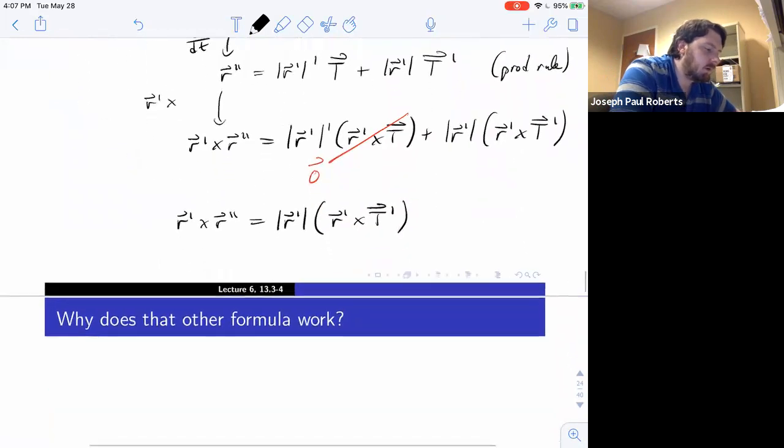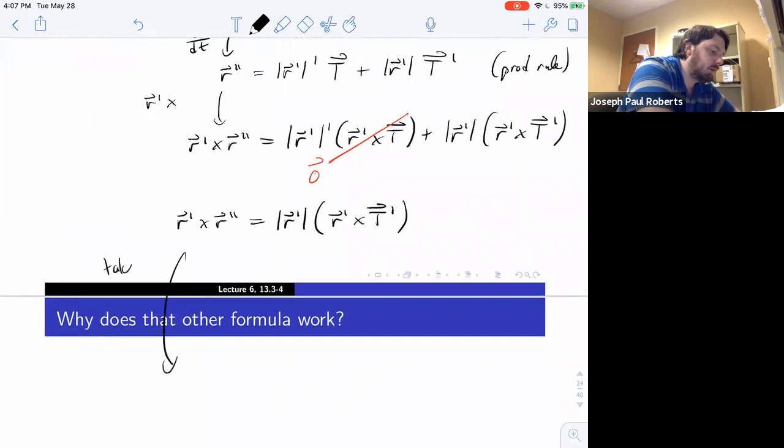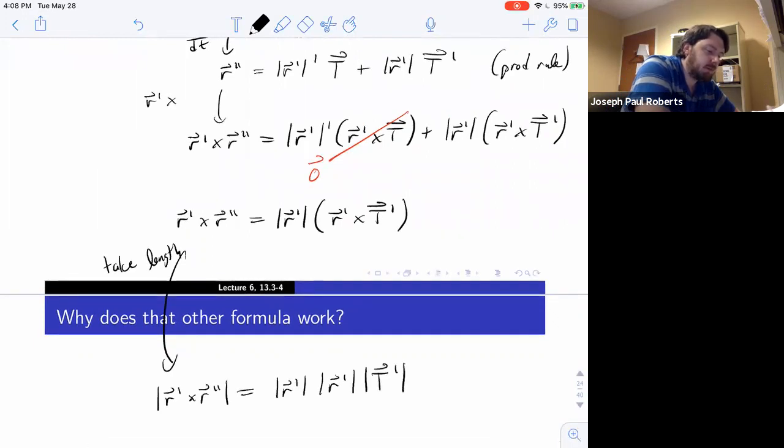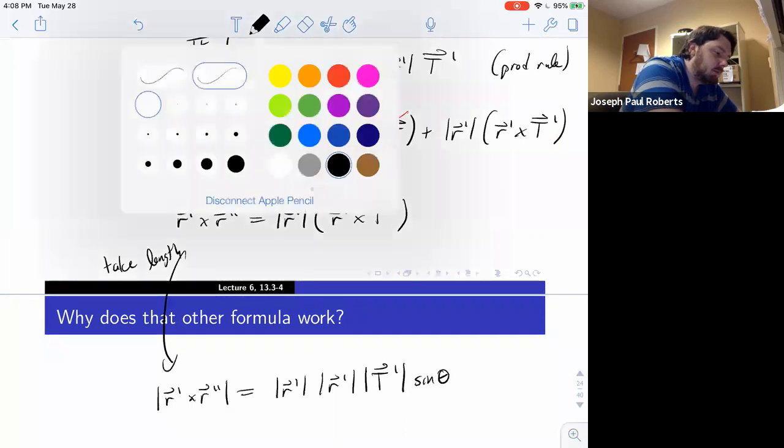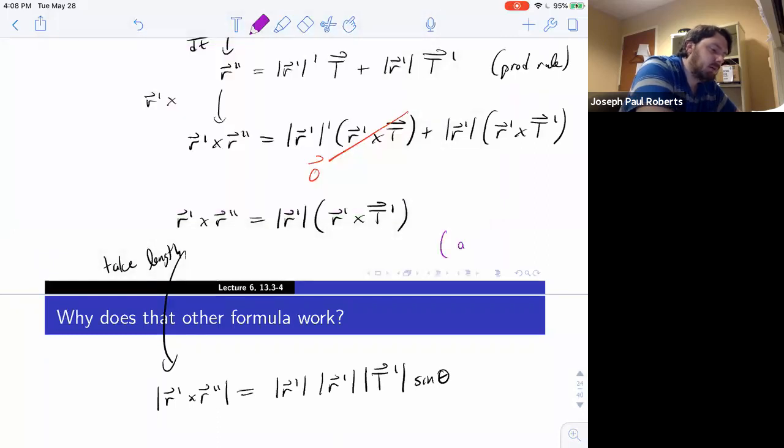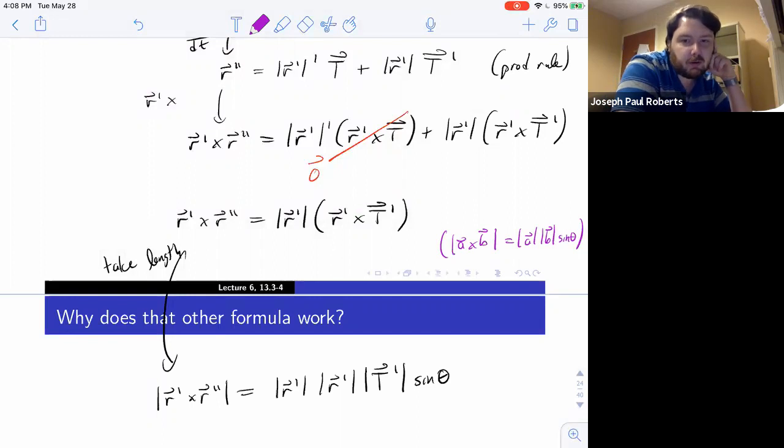Okay, so now I'm going to take the length. Two vectors are equal, they have to have equal length, of course. So the length of r prime cross r double prime is the length of r prime times the length of r prime times the length of T prime times sine theta. Right here I'm using the fact that we learned about last week, that the length of the cross product is the product of the lengths times sine theta.